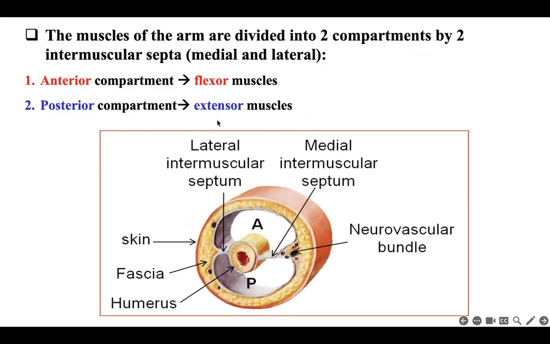In the arm, we divide the muscles of the arm into an anterior group and a posterior group. The anterior group of the arm will be flexors, so the action will be flexion. And the posterior group of the arm will be extensor muscles, so the action will be extension.